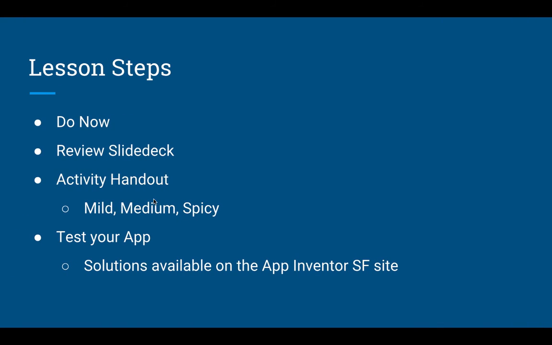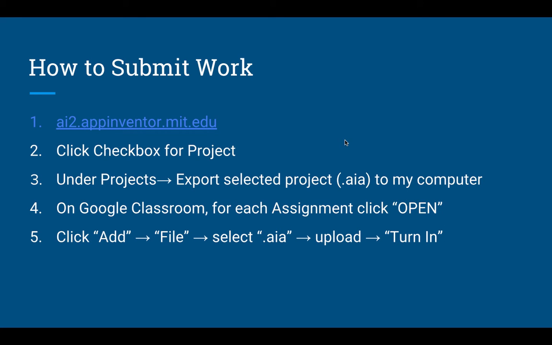How to submit work, there's a separate video for this, but very simply, when you're on the App Inventor site, the platform, on the splash page, you'll click the checkbox for the project you want to submit. Under the projects menu, you'll select export selected projects. It's a file type called .aia. And on Google Classroom, for whichever assignment it is, you'll click open, and then within that space you'll click add file. You'll select the AIA from your downloads folder, upload, and turn in. There's a separate video for this.